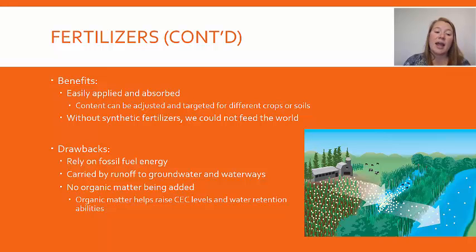Now, there are drawbacks, and the drawbacks of using synthetic fertilizers is that we rely on fossil fuels to produce them, but organic fertilizers also rely on fossil fuels for applying them to the field. If either organic or synthetic fertilizers are over applied, there's potential that they could run off into groundwater and surface water. Now, again, fertilizer is expensive, so farmers are only going to put out the very minimum that they have to. And with synthetic fertilizers, you are not adding any organic material, so that would be a drawback.